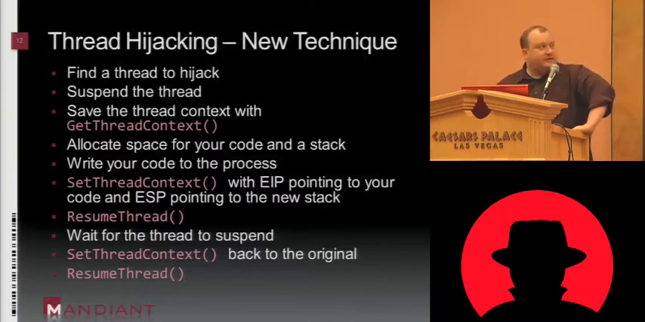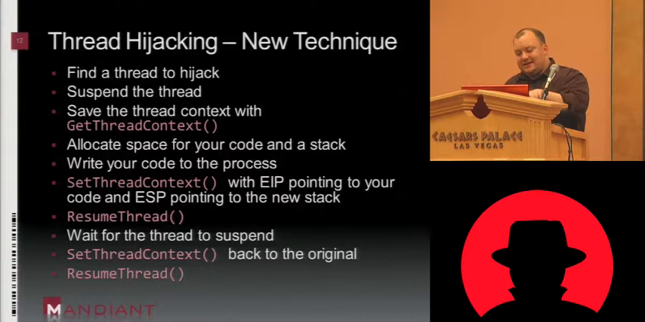What I do is I find a thread that I want to hijack, which would typically be like the main thread of a process. So if I find services.exe, oh, that one's going to be kind of dangerous, but I would find maybe explorer.exe. We suspend the main thread. I do a GetThreadContext to save off all the register context. Then I allocate space for my new code. And the key difference here is I also allocate a new stack.